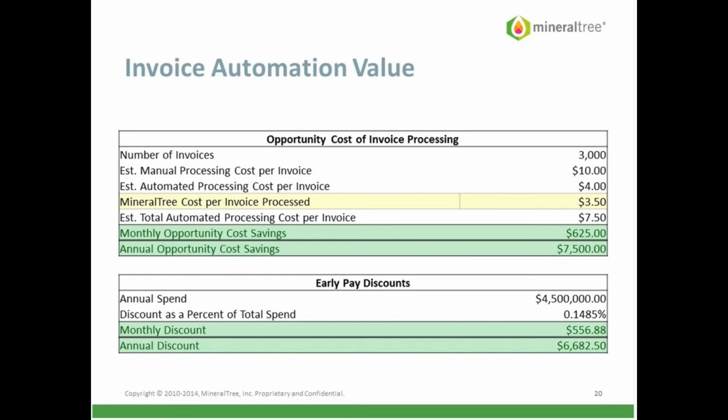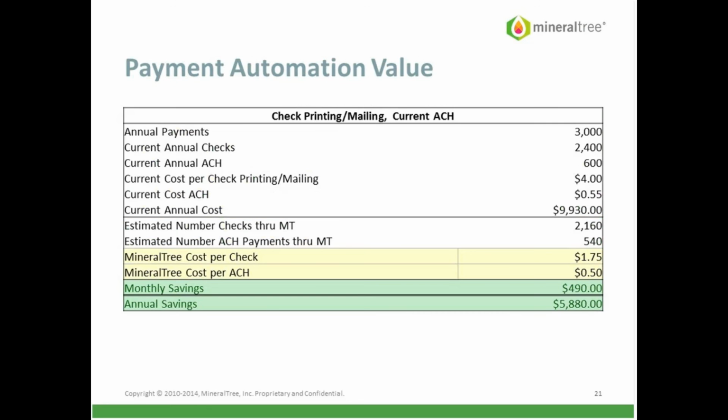Early pay discounts, we're looking at industry average. I mean, you're talking about 0.1485% of that $4.5 million in terms of expected early pay discounts. And again, this is all in the value calculator that we can provide for those that are interested at the end. You can see where we get some of these numbers, but they're all obviously backed up by different research, as well as our own internal research with our own customers.